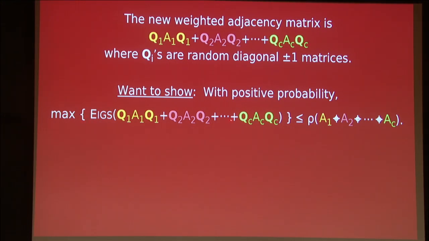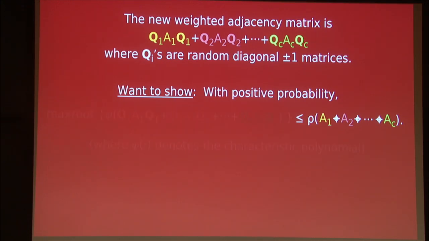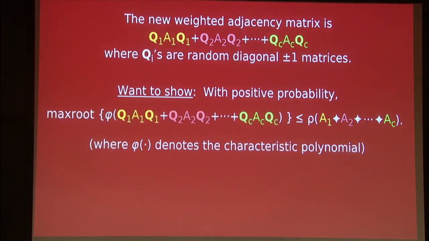And instead of writing the eigenvalues of this matrix, I'll write it as the roots of the characteristic polynomial of this matrix. Some people use phi for the characteristic polynomial of a matrix. I will too. It's a univariate polynomial. So we want to study the maximum root of the characteristic polynomial of this random matrix.